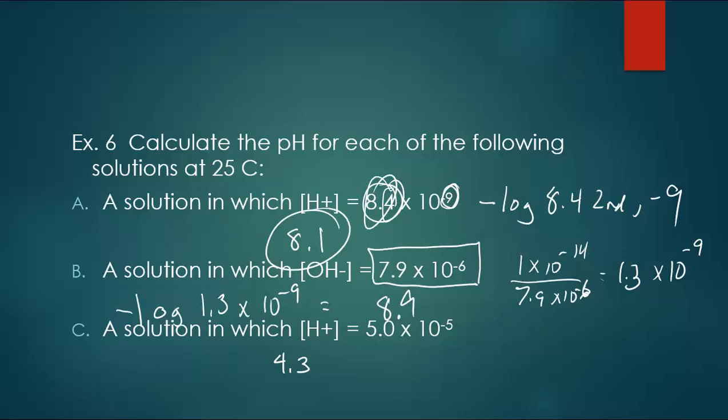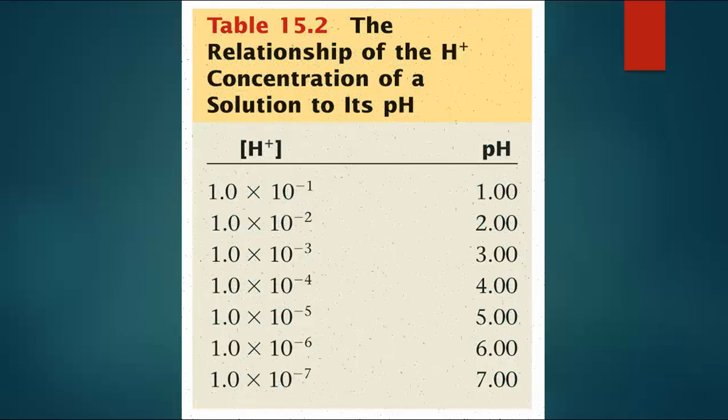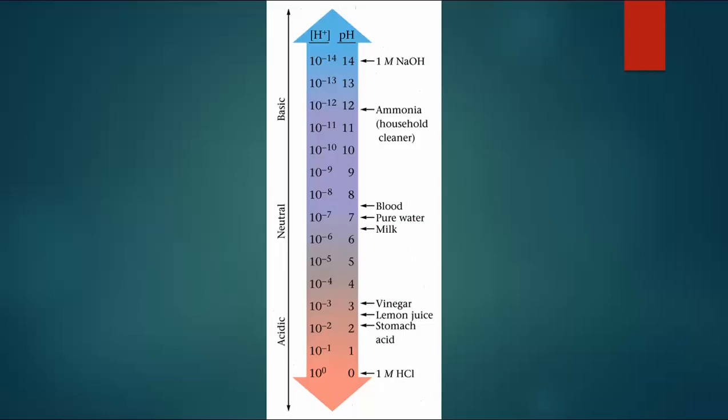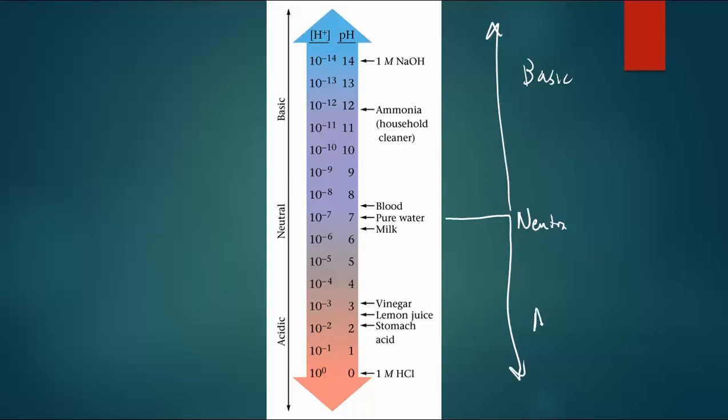Okay? These numbers are much easier to deal with than all these mega small numbers, micro small numbers. Okay? So, 1 times 10 -1, negative log, it's 1. 2, 3, 4, 5. Okay, here's the pH scale. Water is going to be in perfect balance, so it is neutral. Anything above water is basic. Anything below water is acidic.